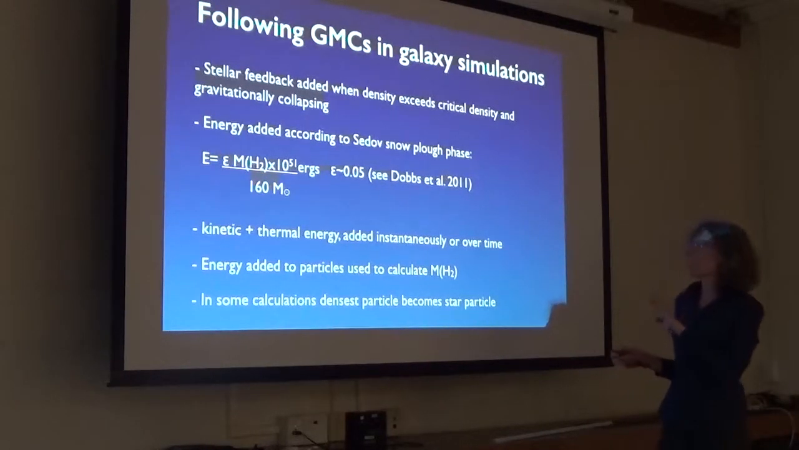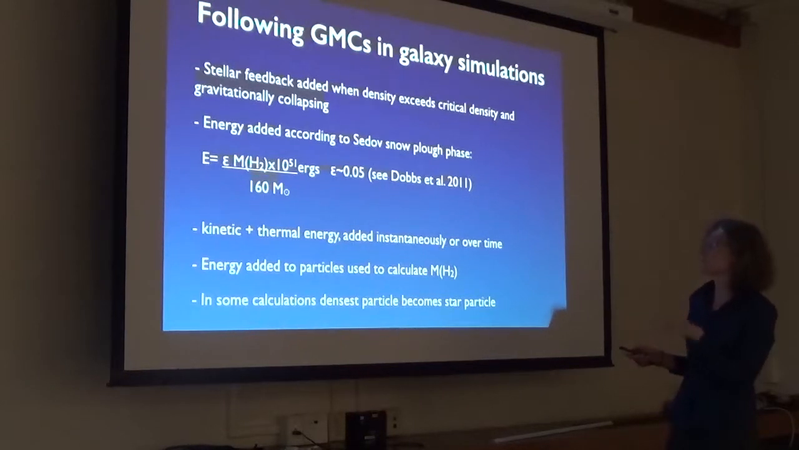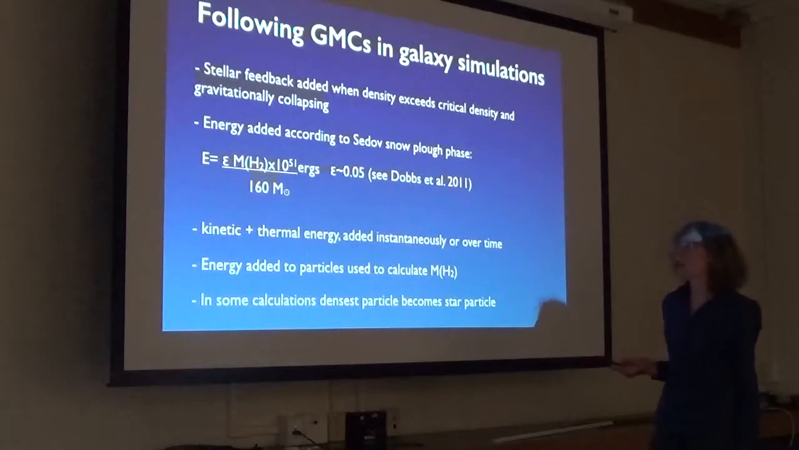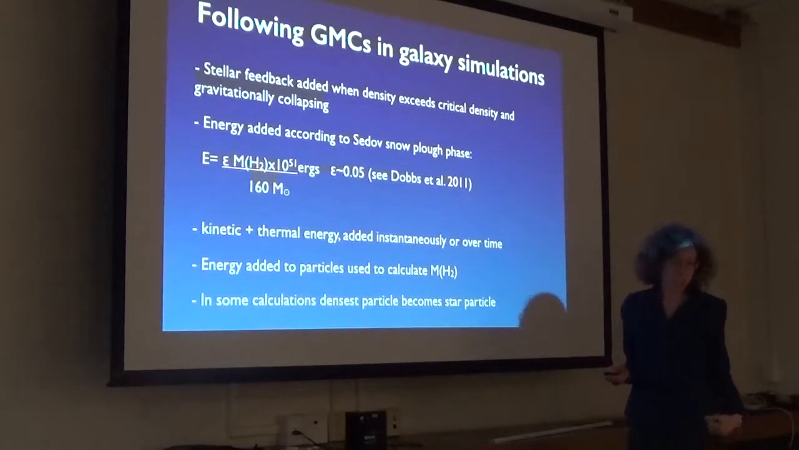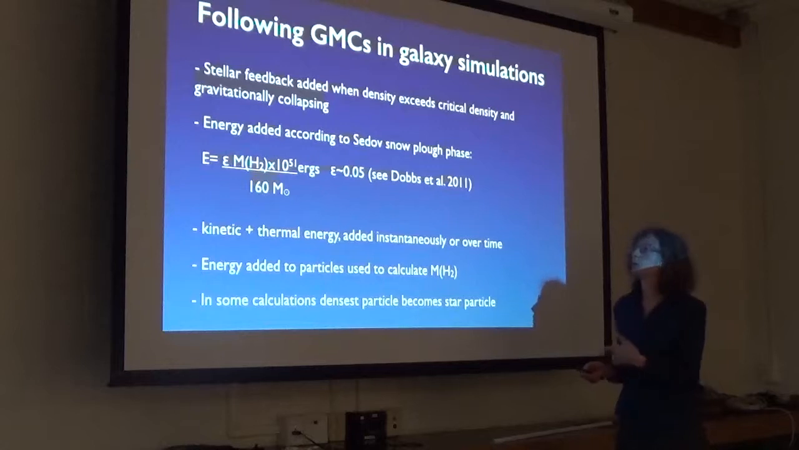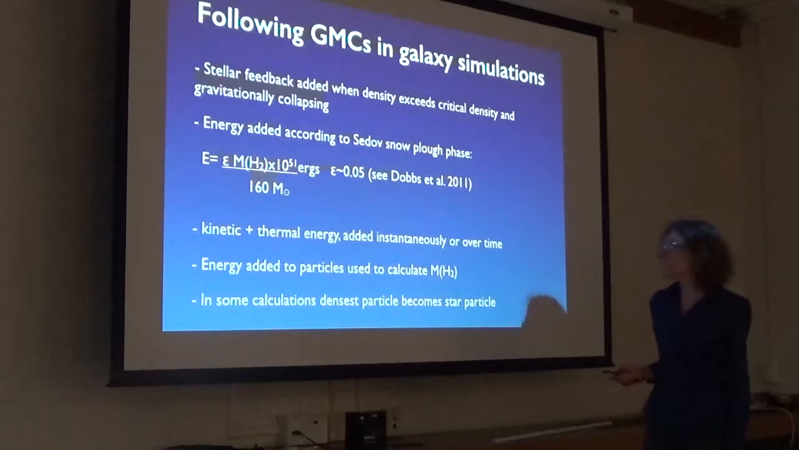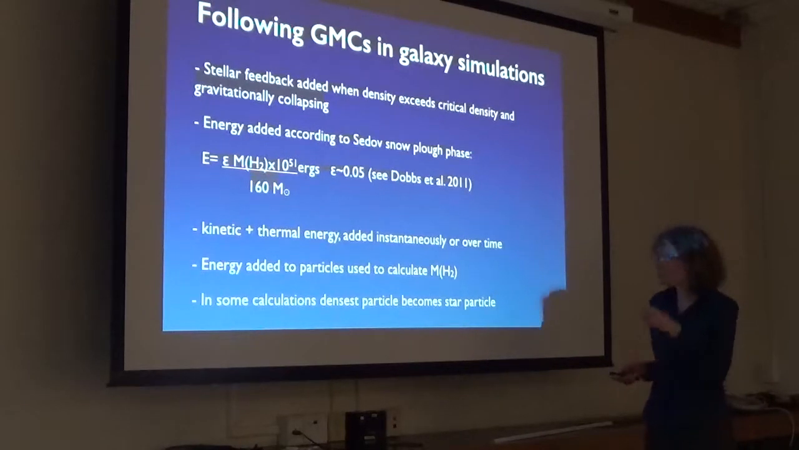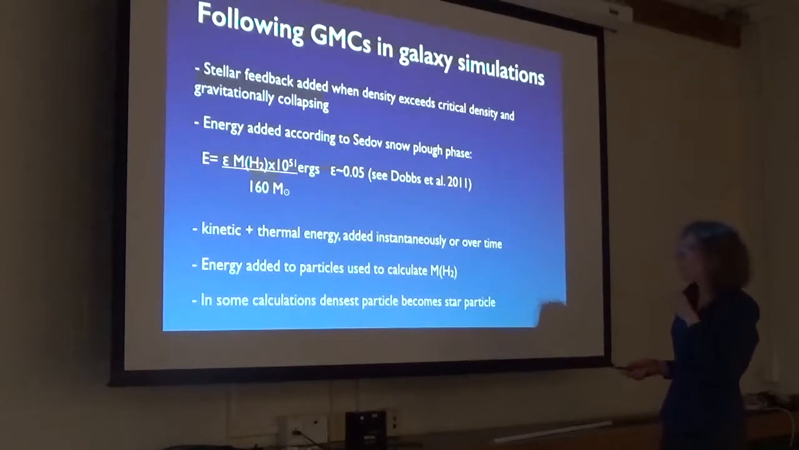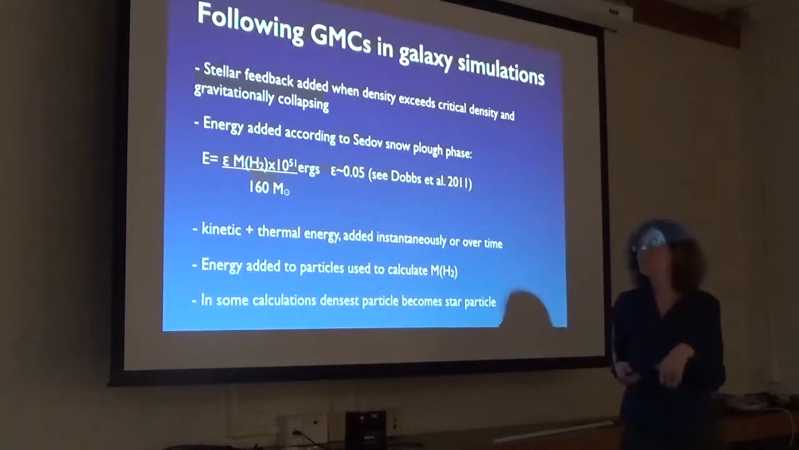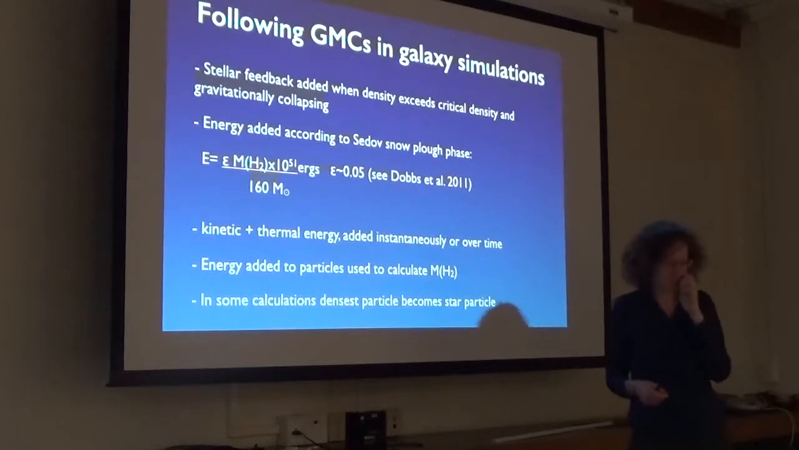We calculate the star formation rate from the mass of particles within a couple of smoothing lengths. There's an efficiency parameter which allows for the fact that you wouldn't expect all that gas to be converted into stars. And the 10^51 ergs is, of course, from a supernova. In some of the calculations that I show later, the densest particle is converted into a star particle.